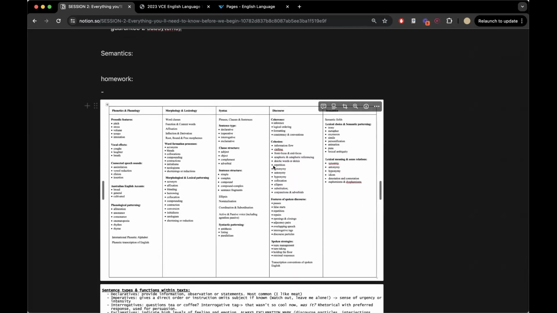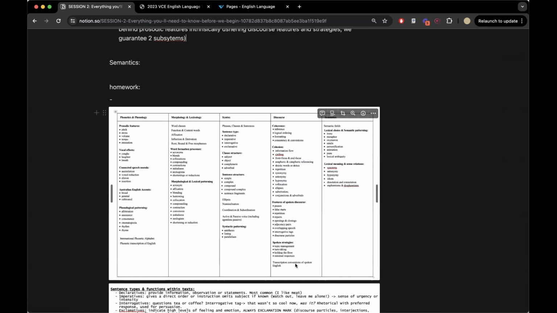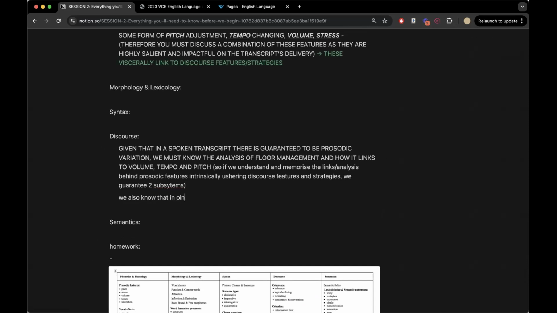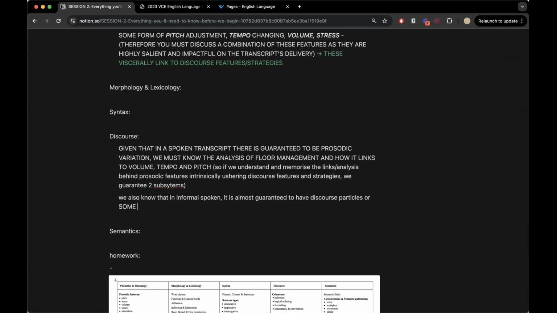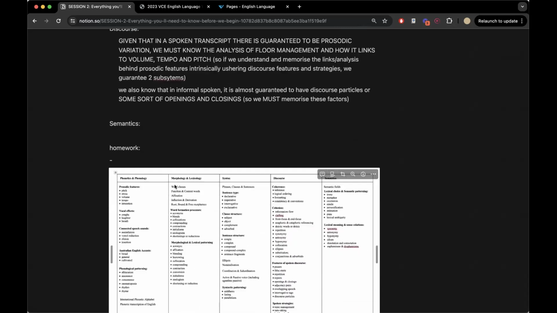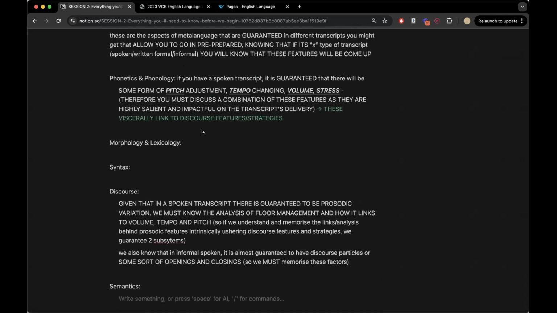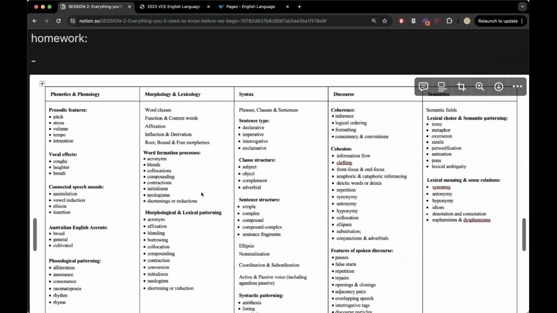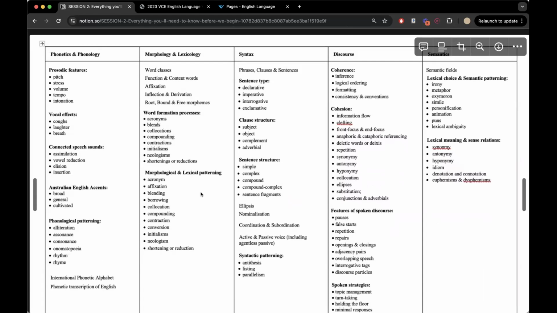Now, let's move forward, right? We also know that in informal spoken, it is almost guaranteed to have discourse particles or some sort of openings and closings. So we must memorize these factors, right? Now, as for semantics, actually, before I go there, let's go back to morphology and lexicology, right? So when we think about morphology and lexicology, what is pretty much guaranteed to be there, guys?